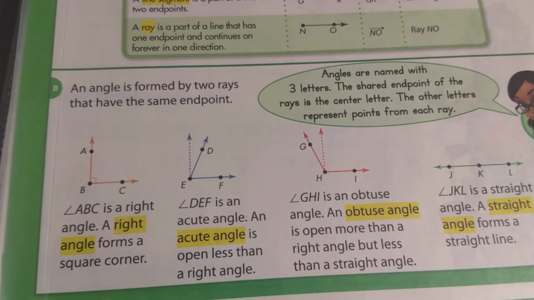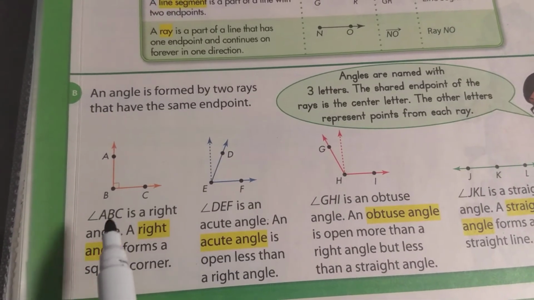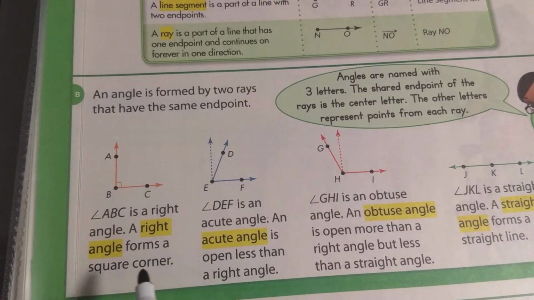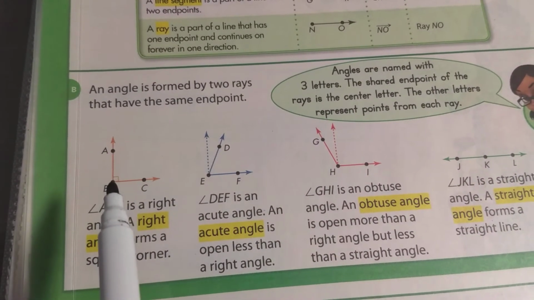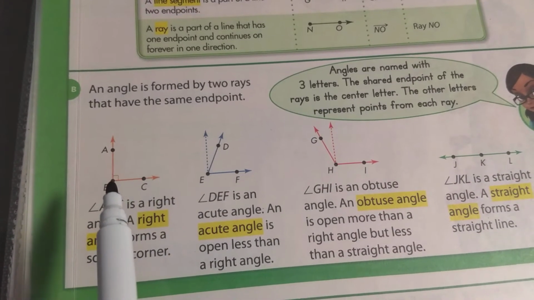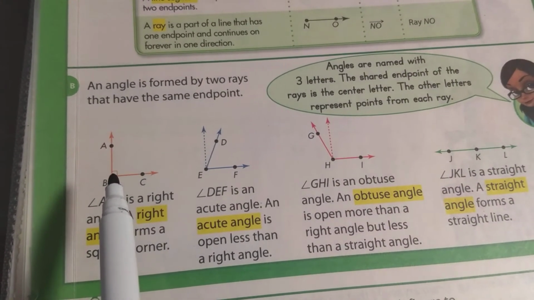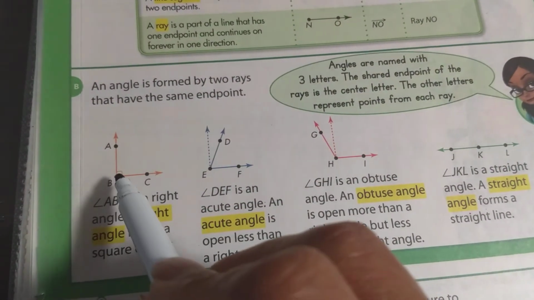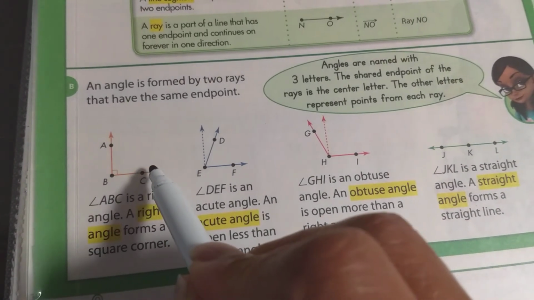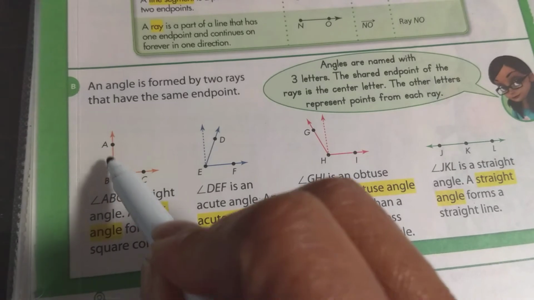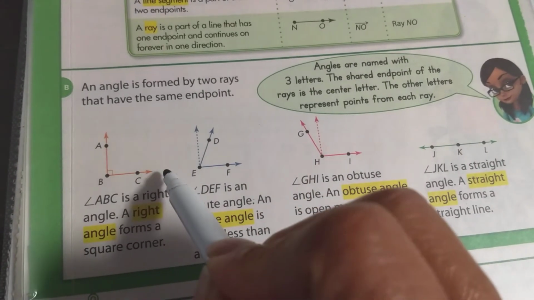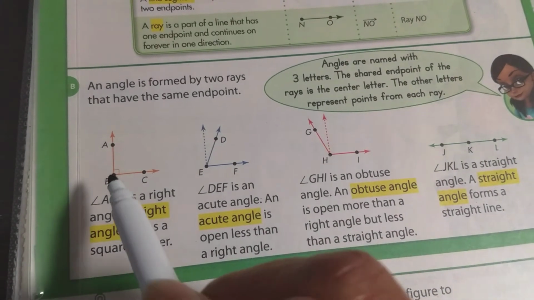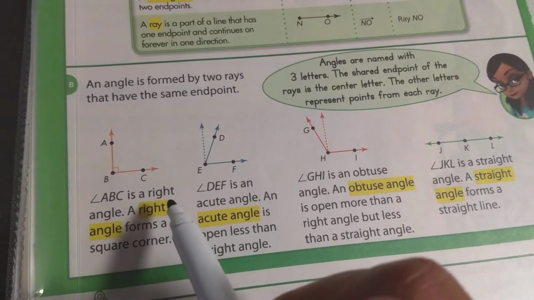So let's look at our first angle. This is angle ABC. It is a right angle. A right angle forms square corners. Okay, so if you notice something, both of these rays share this endpoint B. So if I start here at B and I go up, that's a ray. If I start here at B and I go out to the right, that's another ray. So this is ray BA, and this will be ray BC. But putting those two together, they form a what? Right angle. So angle ABC is a right angle.